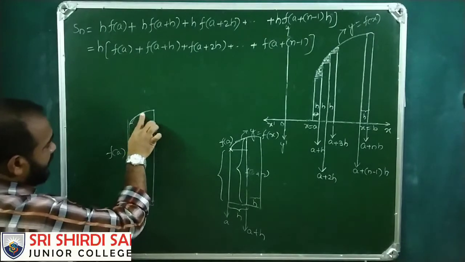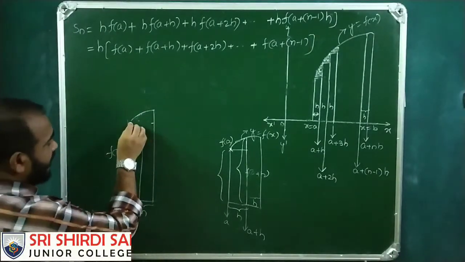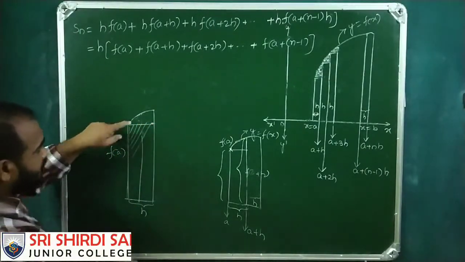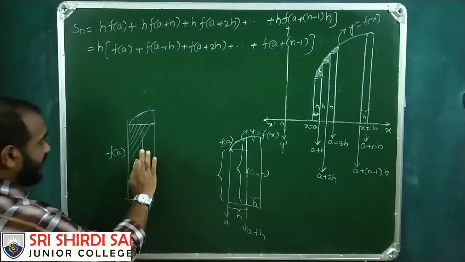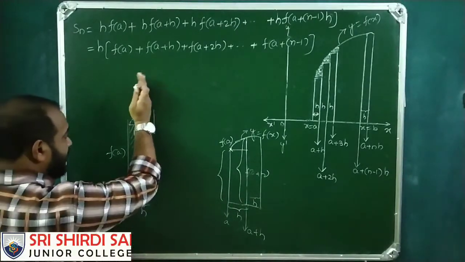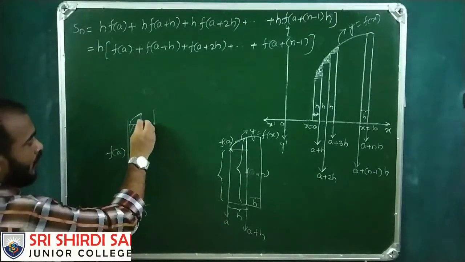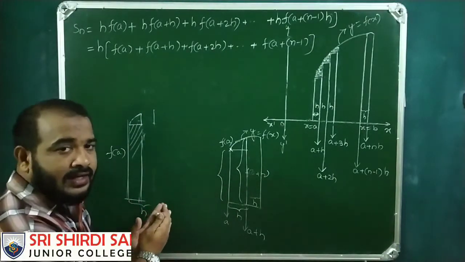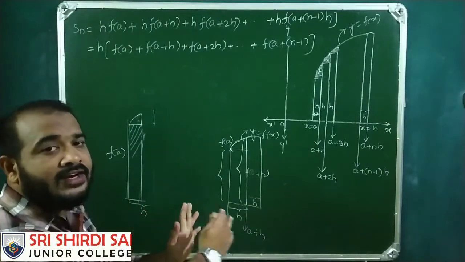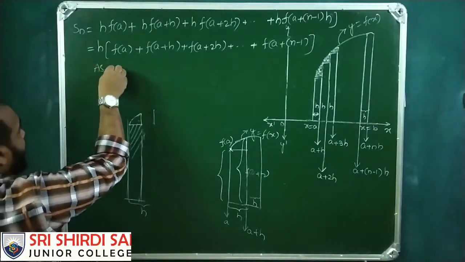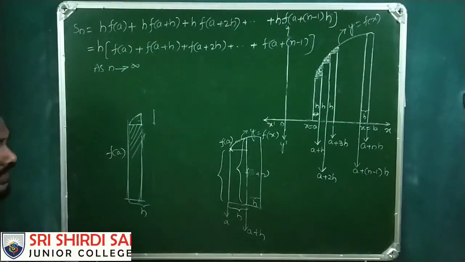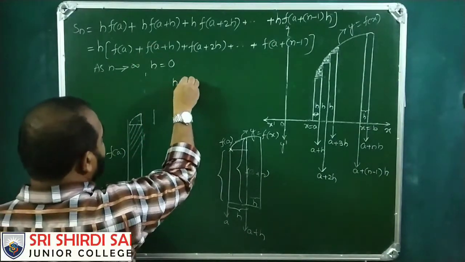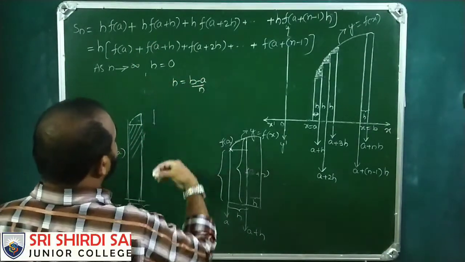Earlier, if h is this, then this much of this area we are getting, and this much of it is missed. If I try to reduce this h like this, then only compared to earlier, this is missing out. That means if I take a maximum infinite number of rectangles, that is as n tends to infinity, the number of rectangles is infinity, h is tending to 0 because h is equal to b minus a by n.